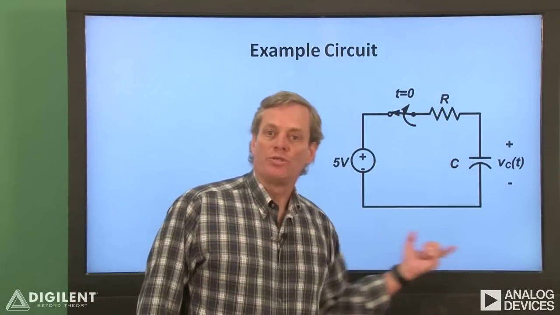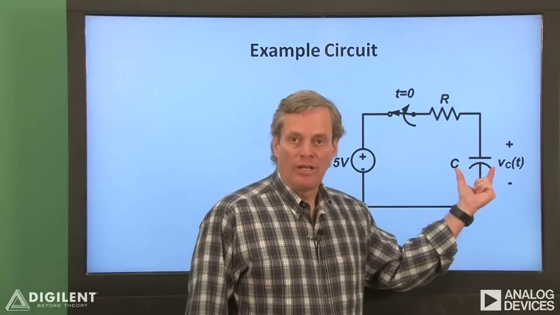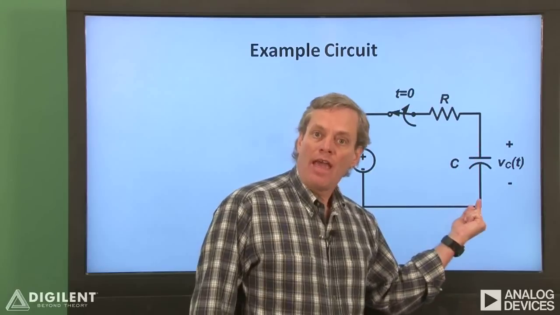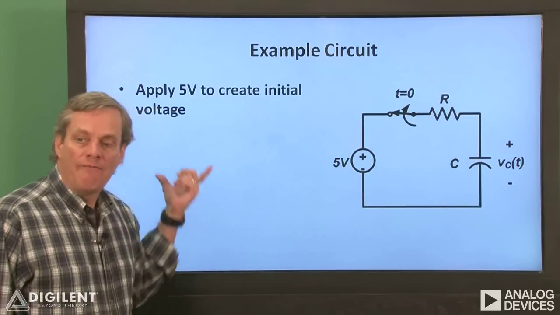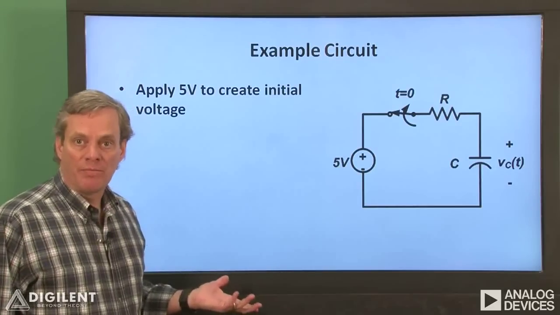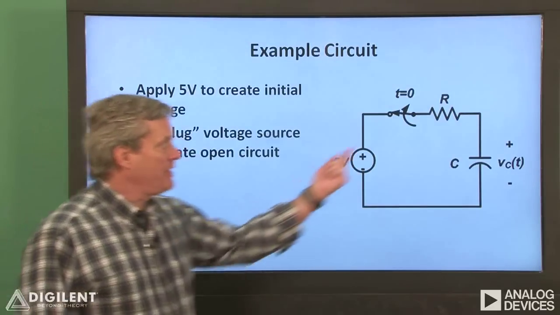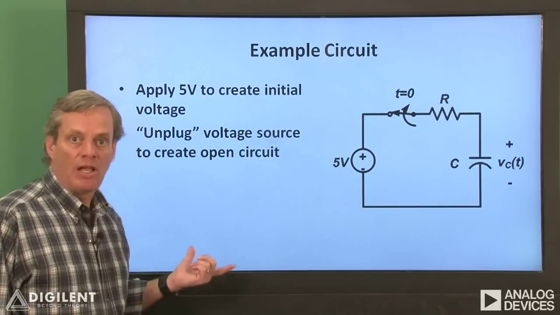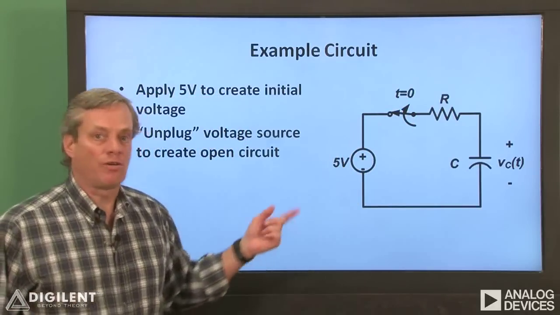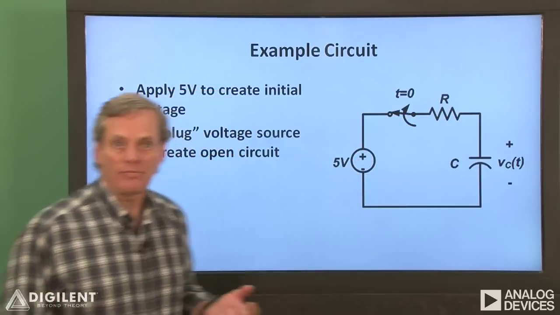Here's the circuit we'll use. This is the symbol for an electrolytic capacitor. The anode of the capacitor is here, the cathode is here. We'll apply 5 volts to the circuit to create an initial voltage across the capacitor. We'll then simply unplug our voltage supply to open the switch shown in the circuit. This will create an open circuit across the capacitor terminals.